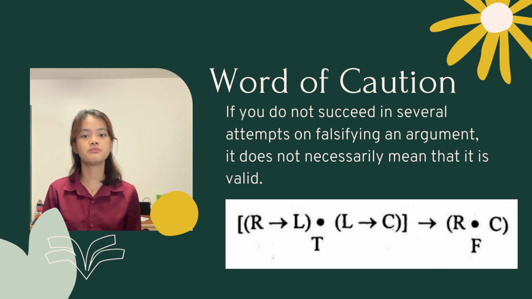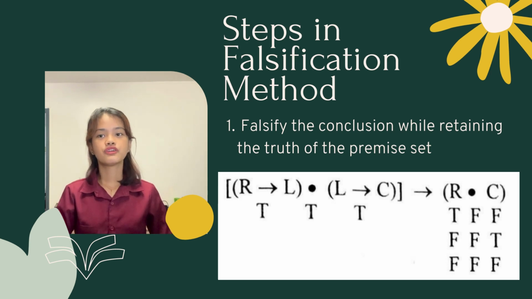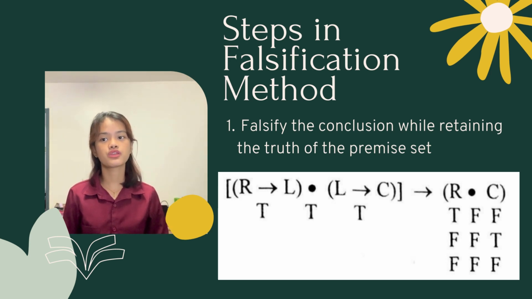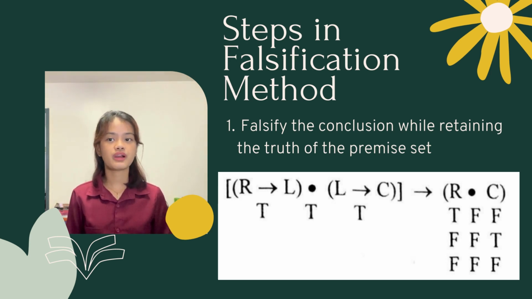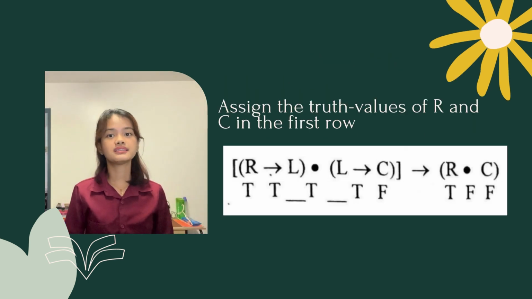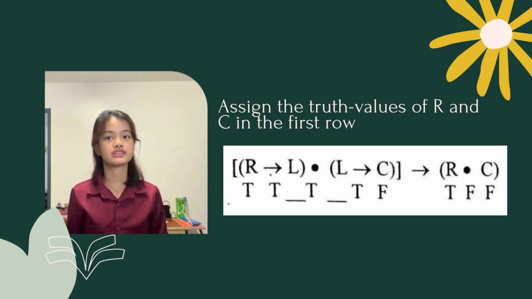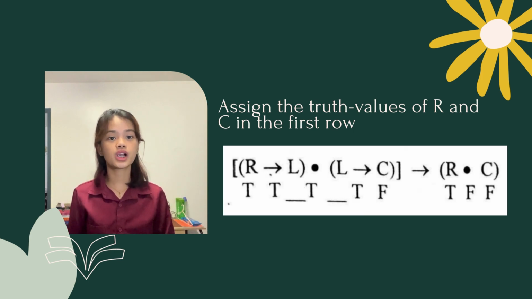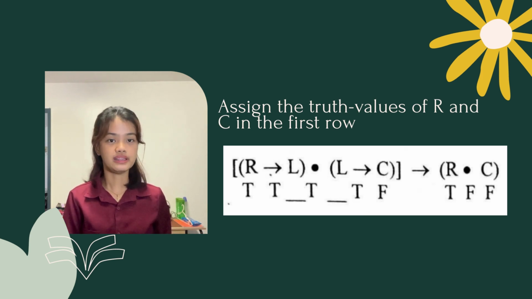Let's use this example for instance. First, falsify the conclusion and retain the truth of the premise. Note that if our conclusion is false, there are 3 possible combinations of the truth value. Matatandaan natin yung table na ginagawa kanina and as displayed below the conclusion, ito yung iba pang possible combinations ng truth values. Second step, assign the truth values of R and C in the first row. Since inassign nga na yung R is true and yung mga C is false, nagiging ganito rin yung example natin.